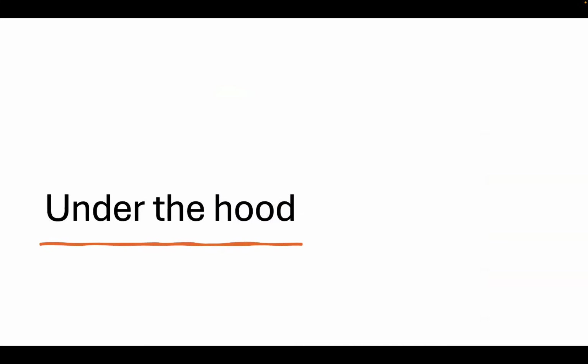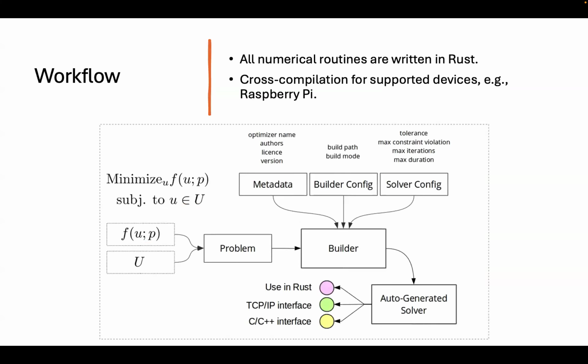So what is under the hood? We have this workflow. I'd like to reiterate that all numerical routines are written in Rust, even if Python or C++ is mentioned. And you can cross-compile these optimizers for embedded devices. So you would start with the maths that I talked about in previous slides, and that would become your problem. So you have your cost function and your constraints, decision variables and parameters. Then you would put this into a builder with metadata like what you're going to call it and who you are. But then you have more important things like the builder config, which is where you want the optimizer to be built. The build mode, there's debug and release.